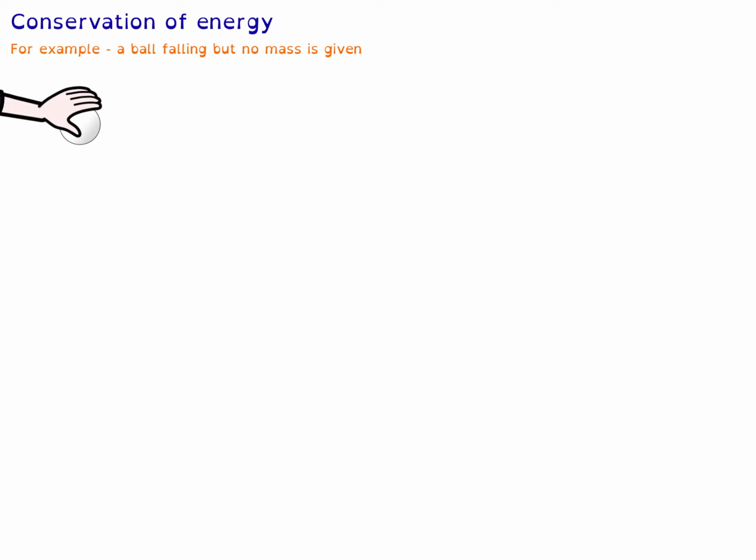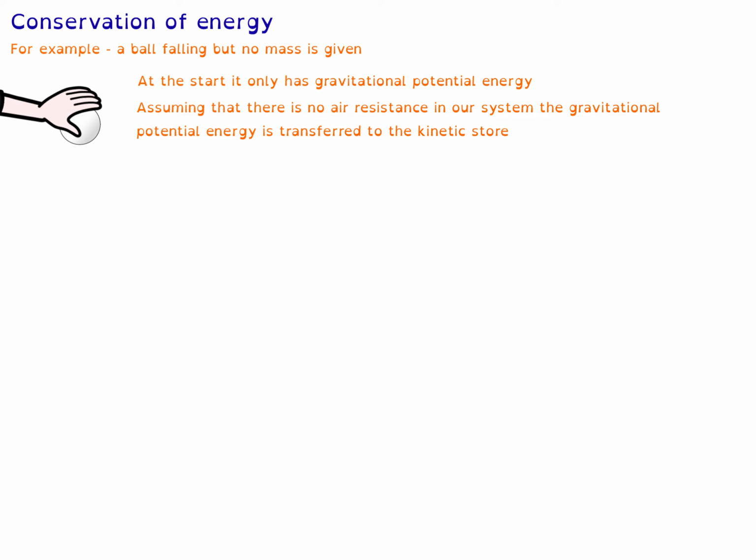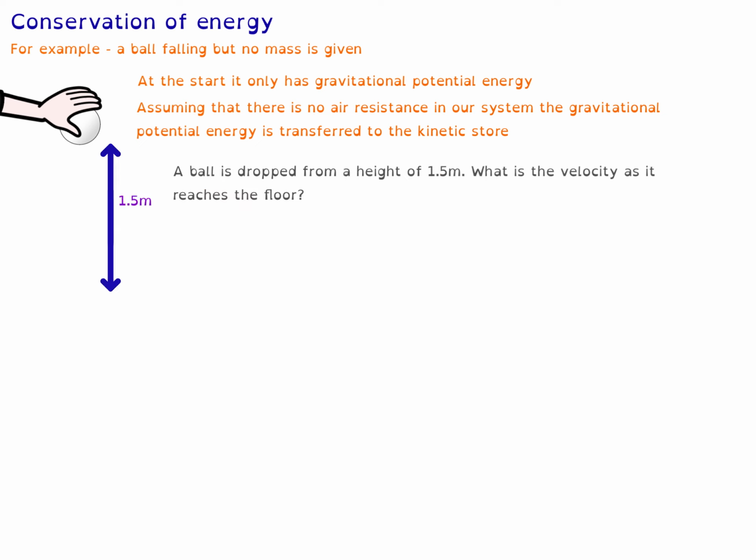This is an example of use of conservation of energy. In this example of the ball falling, no mass is given. At the start, it only has gravitational potential energy. Assuming that there's no air resistance in our system, the gravitational potential energy is transferred to the kinetic store. A ball is dropped from a height of 1.5 metres. What is the velocity as it reaches the floor?